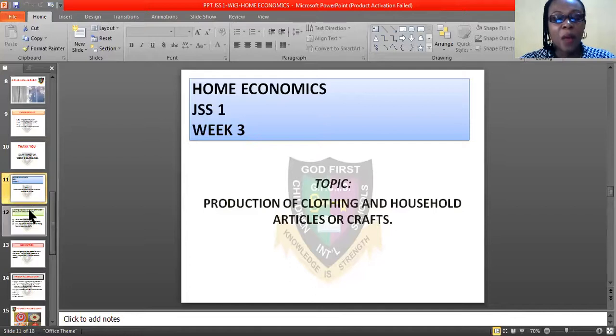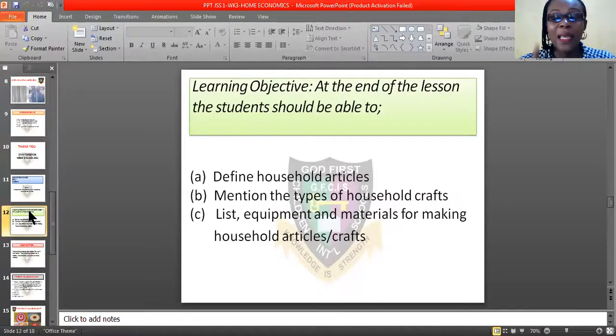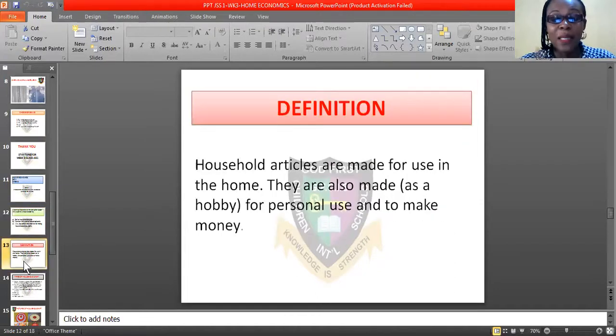Now, at the end of this class, I want each and every one of you to know the definition of household article, mention the types of household articles, and list the equipment and materials for making household articles or crafts. Very important. Now, what is the definition of household article? Household articles are made for use in the home. They are also made as a hobby.